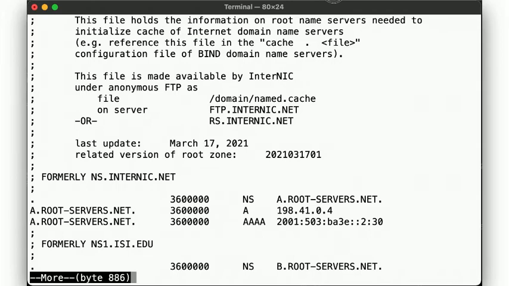But let's get back to the fact that we have only 13 different root nameservers. That seems a bit fragile, doesn't it? I mean, sure, there is some redundancy, but if 13 servers are the load-bearing backbone of the DNS for the entire internet, then any sufficiently motivated adversary could try to take them down and bring the internet to a standstill. I mean, DOSing 13 servers really shouldn't take all that much, right?